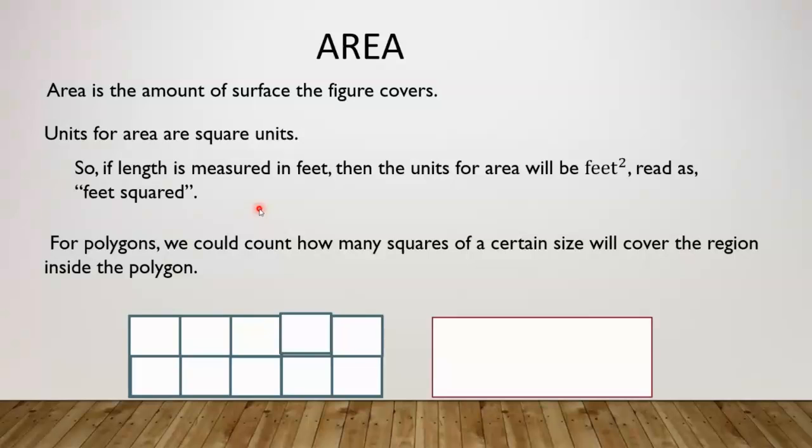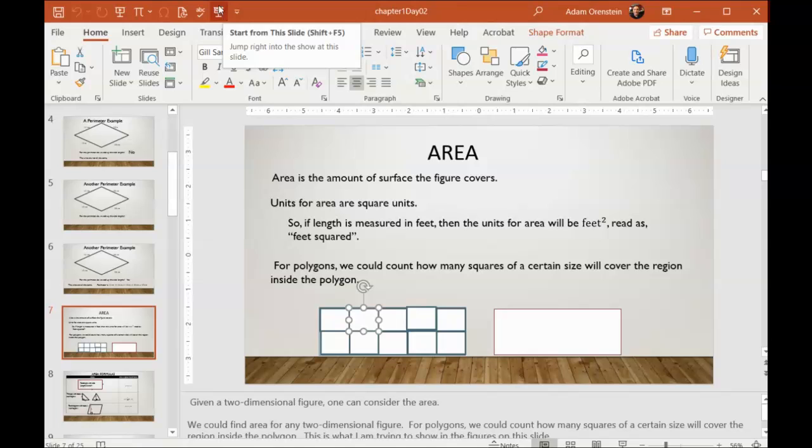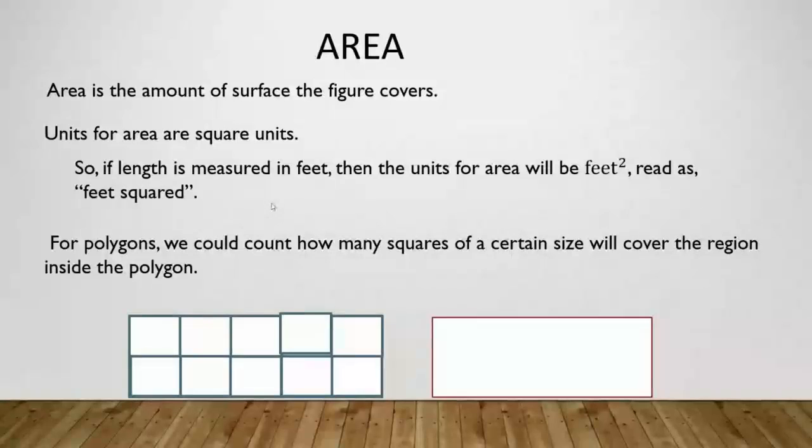Yeah? Why the square thing? If you're going to measure it in feet, why do you have to add feet squared? That's just how area is set up. It's always in square units. Good question. Does that answer your question? Yes, sorry, thank you. You're welcome. It's just going to be in square units. That's just how area is.